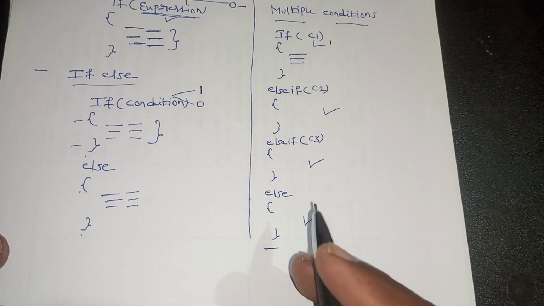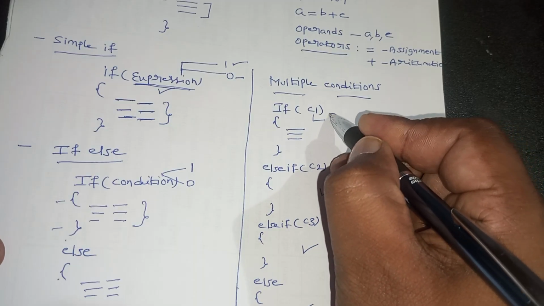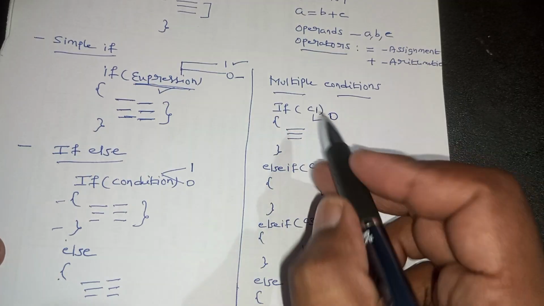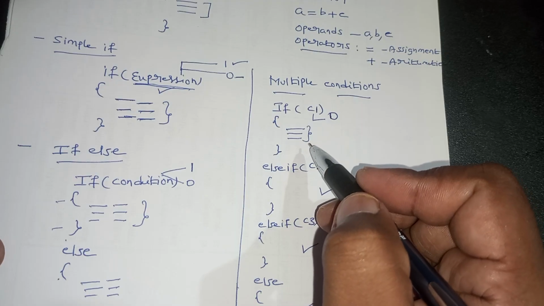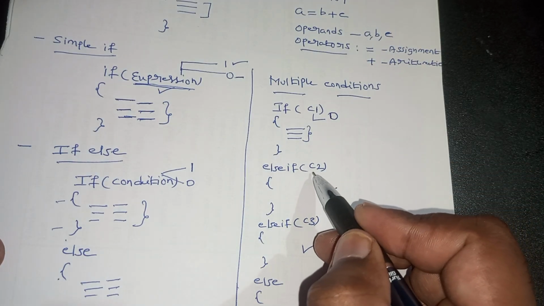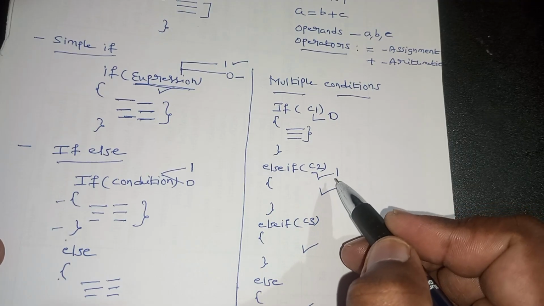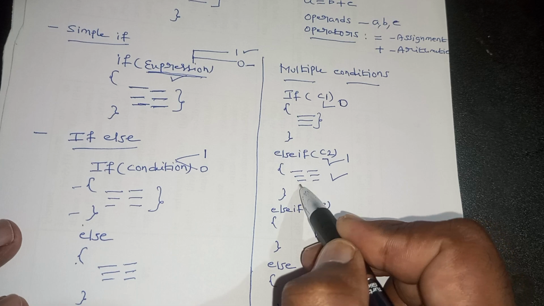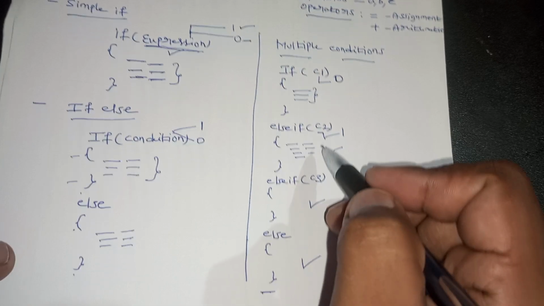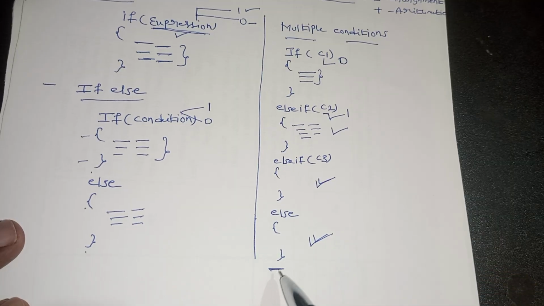For example, here the condition is false. What is false? 0. 0 means don't enter into the if block, don't execute this. Then where do I have to go? You have to check the second condition, that is, C2. Assume the condition is true, it means 1. Then I have to go to the else if block and execute all the statements. Then don't go anywhere else, directly come to the remaining statements other than the if else.